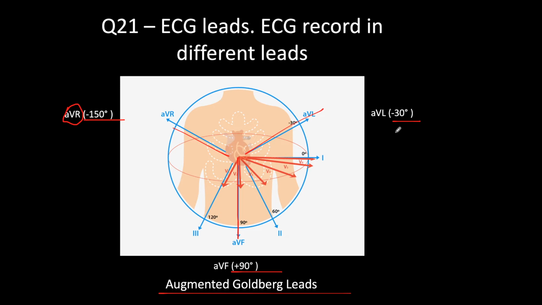And again, these are also unipolar. The reference electrode is at the center of the heart, the Wilson's central terminal for these unipolar ones. Whereas leads 1, 2, and 3, they're bipolar limb leads.